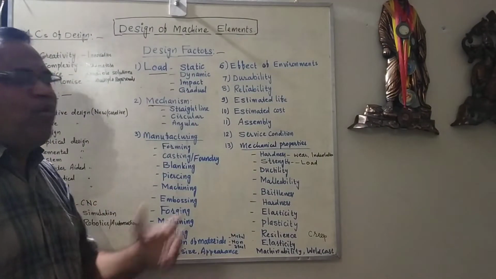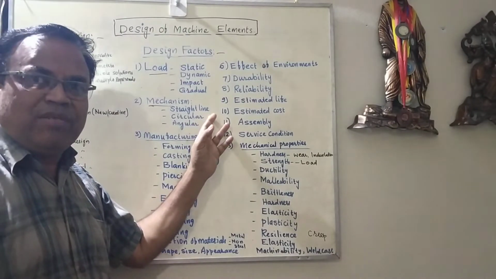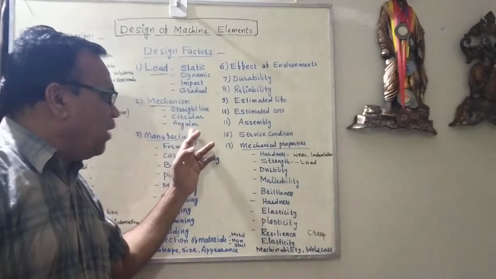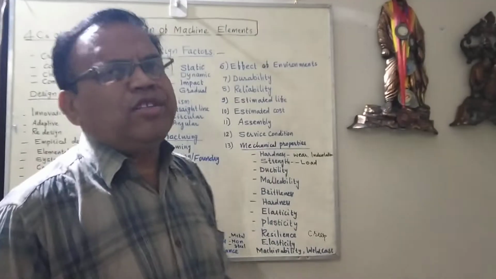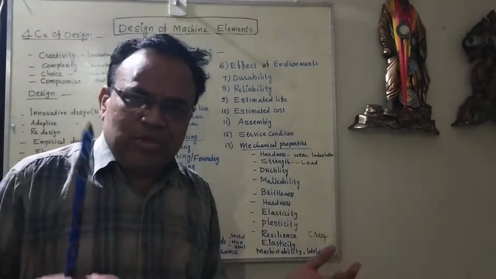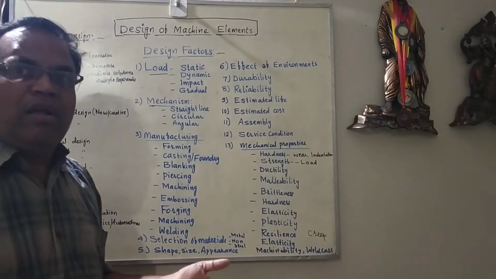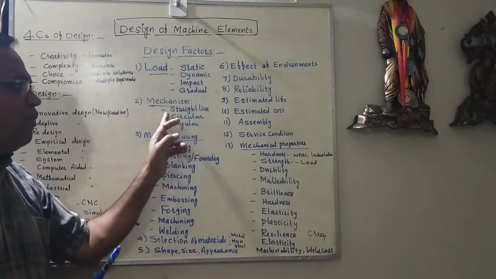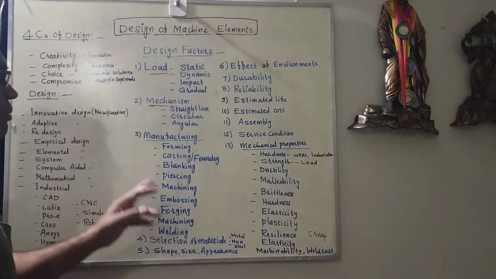Then the mechanisms. There are so many mechanisms: straight line or rectilinear motion, circular or cyclic, angular, oscillating, four-bar mechanism, reciprocating, and cycloid, epicycloid, hypocycloid. All these come under different mechanisms to consider before designing any machine or device.